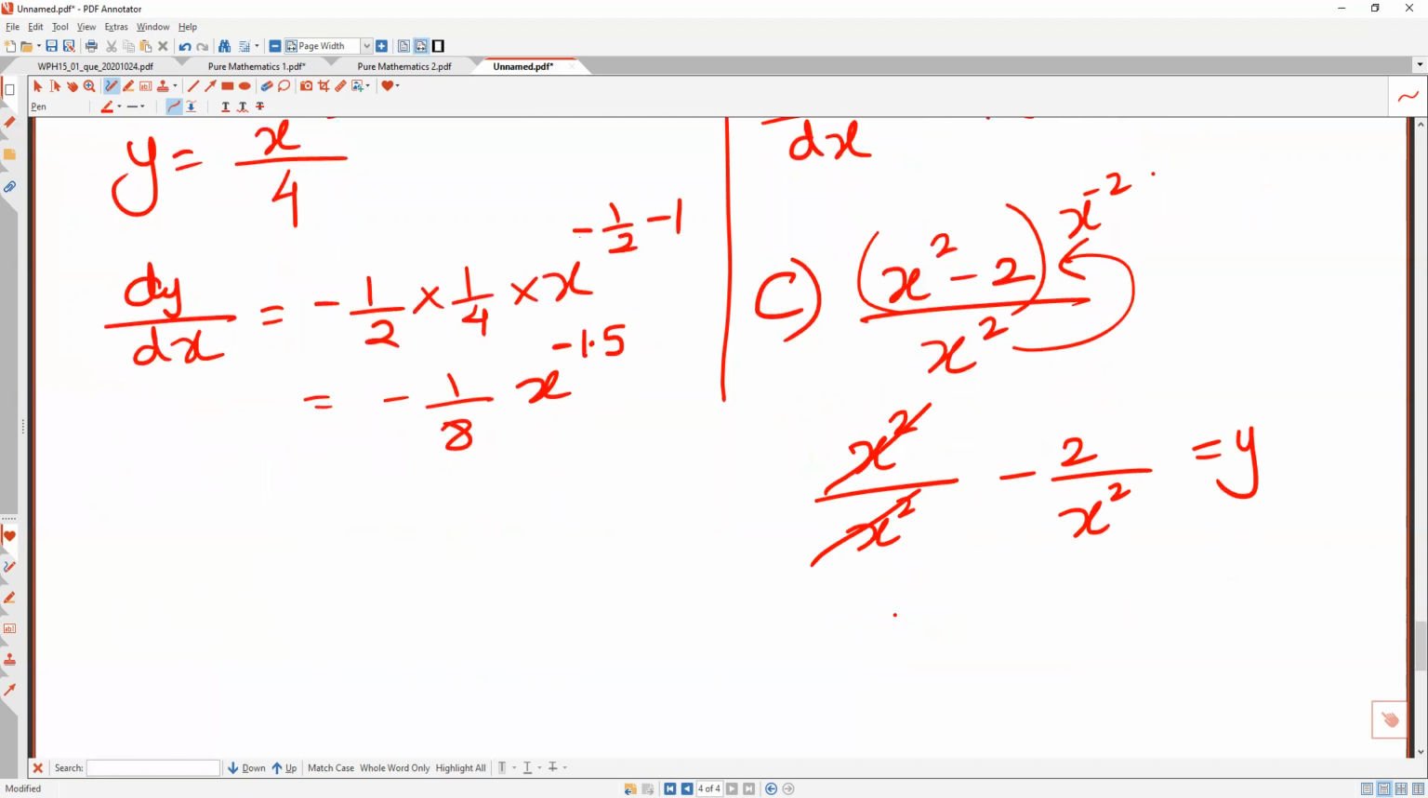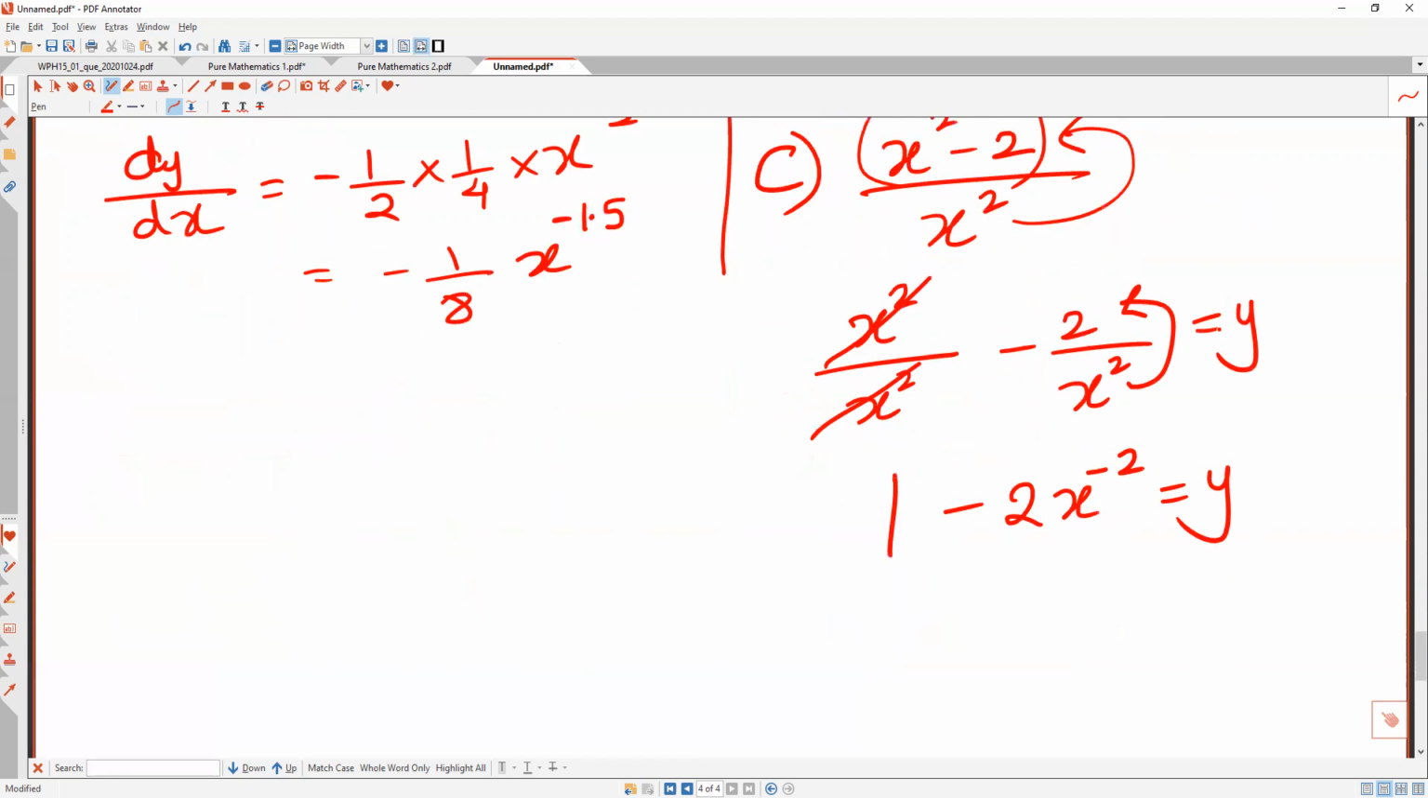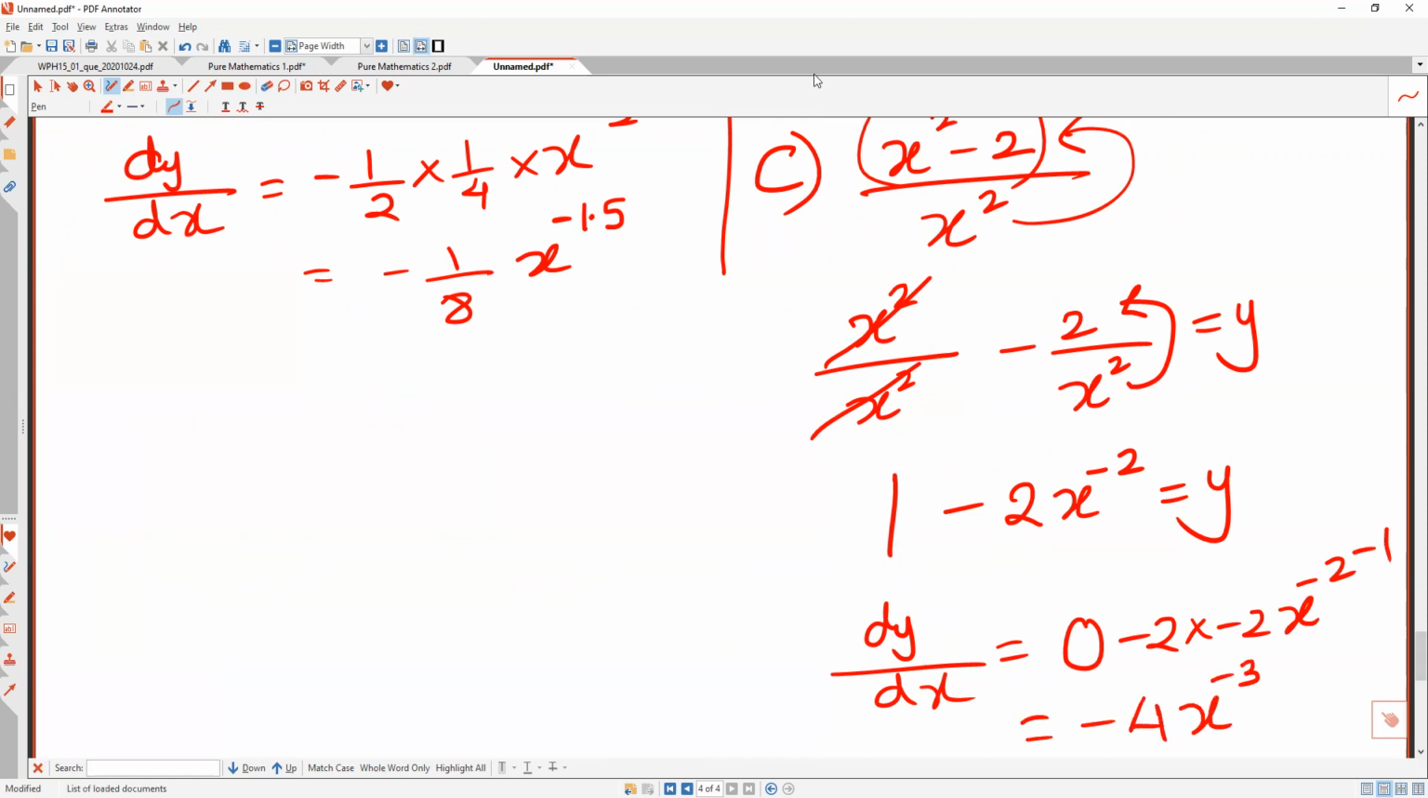What is it? 1. 1 minus, I have to simplify this, right? Minus 2. In the denominator there should not be any x, as I was saying. Okay, so now you differentiate. If you differentiate, it's going to be 0 minus 2 into minus 2 x raised to minus 2 minus 1. So it will be minus 4 x raised to minus 3. No, plus 4. Sorry. Plus 4 x raised to minus 3. Mehak, Nafisa, understood?